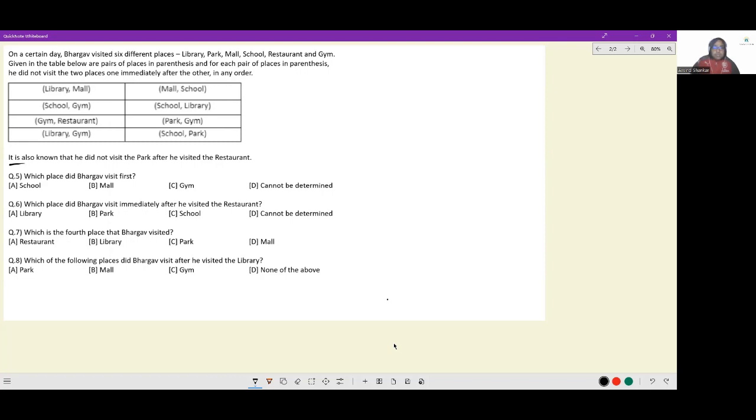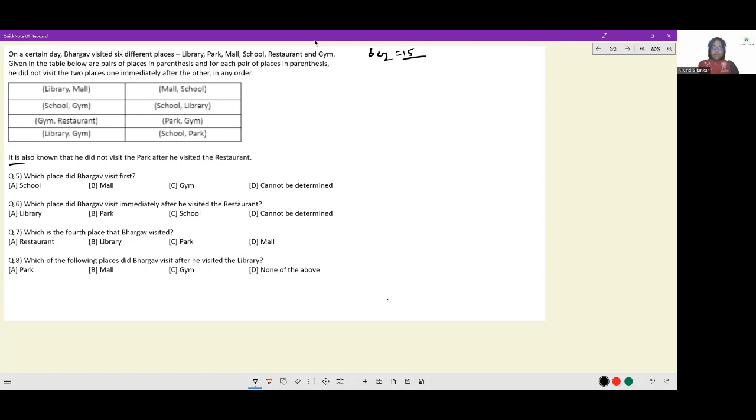And then we also have this information. It is also known that he did not visit the park after he had visited the restaurant, which means park was visited prior to the restaurant. Now for such questions, 6C2 is equal to 15. Had we been given 15 pairings, we would have been able to answer the question very easily. The problem is we have only been given 8 pairings.